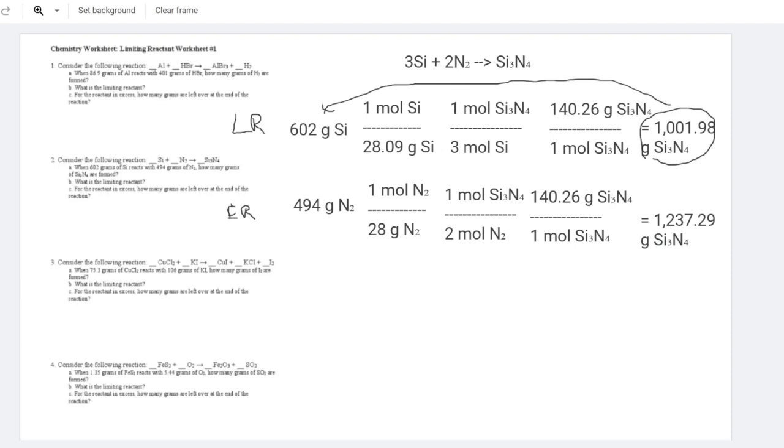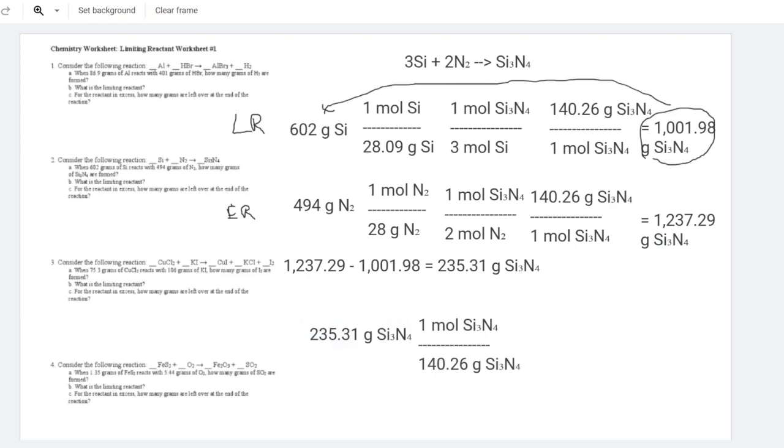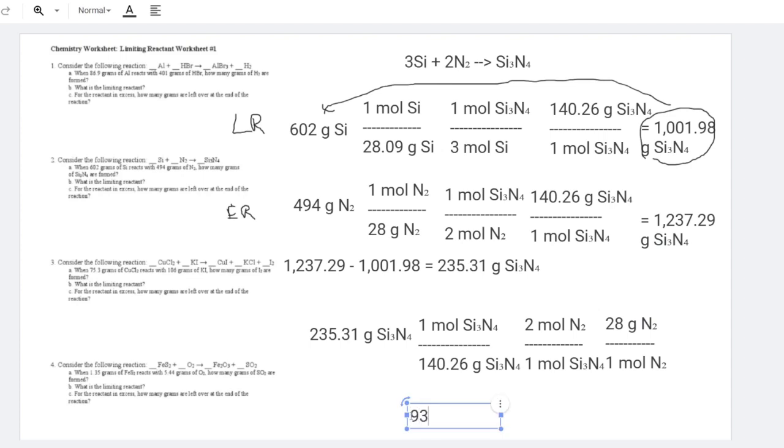To start, we're going to want to subtract the amount of grams of silicon nitride that the nitrogen gas produced by the amount of silicon nitride that the silicon produced. Now, we're going to convert back into grams of nitrogen gas, starting by converting into moles. Now that we've converted into moles, let's use the molar ratio between silicon nitride and nitrogen gas. Lastly, we need to convert from moles to grams. And now we just have to do the calculation. And we end up with 93.95 grams of nitrogen gas.